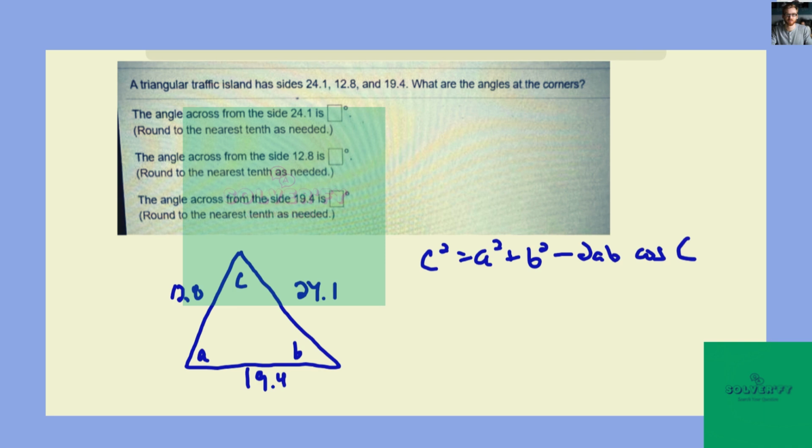That's the generic one. But if we're going to find angle A with this, we want to anchor the formula with the 24.1. So the side, and then this will be the cosine of that angle. I'll capitalize them appropriately. And so the a and the b in this case would actually be just the other two sides, which are 19.4 and 12.8.